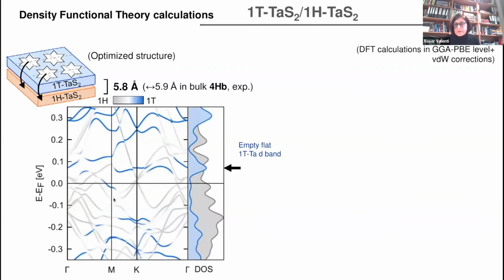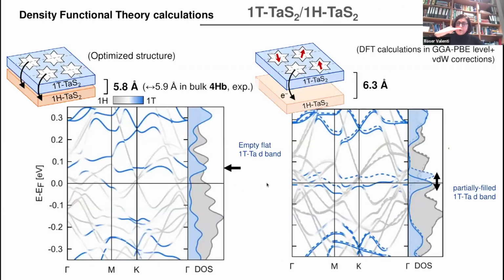Now, if we go on bringing apart these two layers, so this is now a relaxed structure, but keeping the distance between the layers at 6.3 Angstroms, then of course what is happening is that there will only be a partial charge transfer from the 1T to the 1H layer, and this can be observed in the electronic structure. These are now spin polarized calculations. What we have now is a partial occupation of this flat band corresponding to the 1T layer.